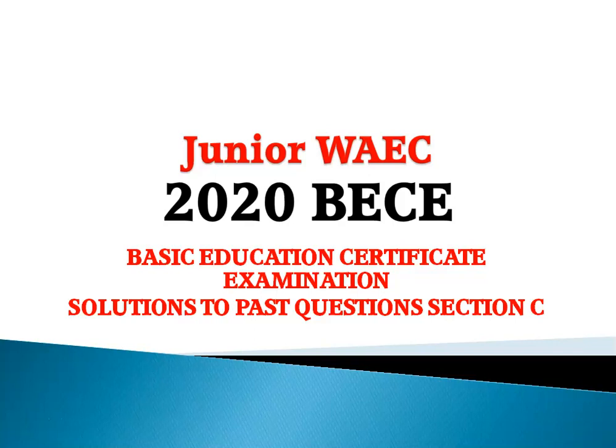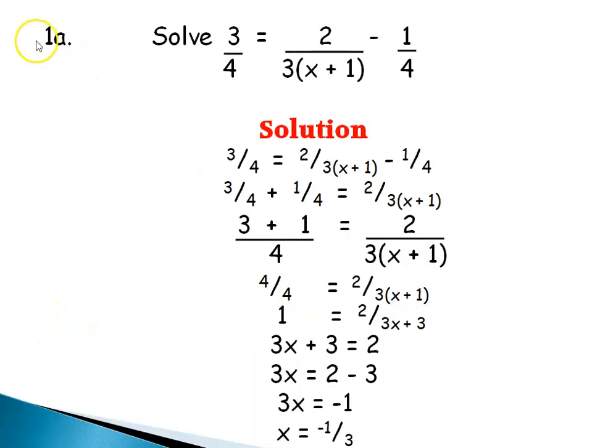So this is section C, the theory part of that 2020 BECE question. Question 1a. Solve 3 over 4 is equals to 2 over 3 bracket x plus 1 minus 1 over 4. Okay, so the first thing we'll do is to collect like terms. We bring this minus 1 over 4 this way, it becomes plus 1 over 4. 3 over 4 plus 1 over 4 is equals to 2 divided by 3 into bracket x plus 1.